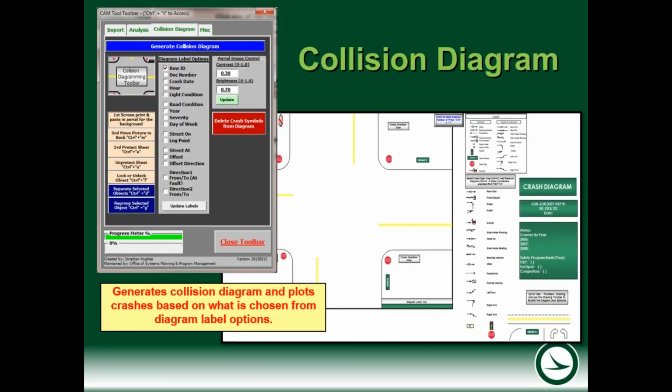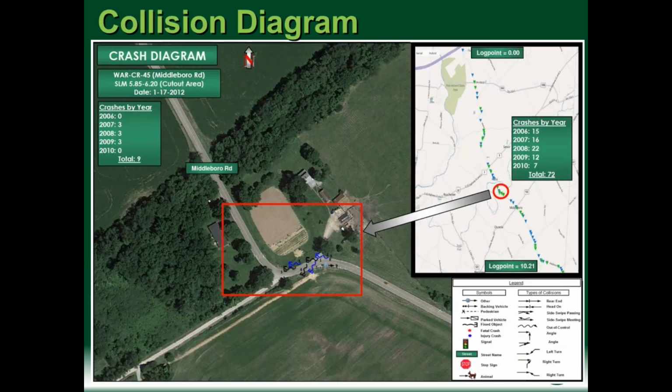Same with collision diagram. You can generate a collision diagram, but there is a manual process that goes with this as far as building your crash diagram, but it gets you a decent start in going down that route if you use this program for that. For example, this is a collision diagram that was set up using the GCAT or using the CAM tool, just from this basic layout to this right here.